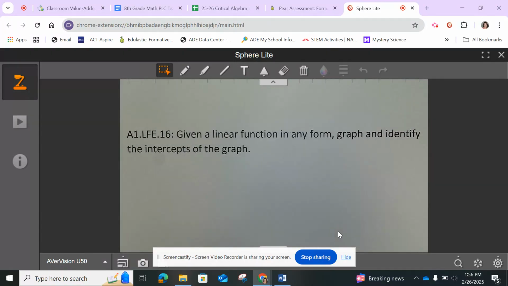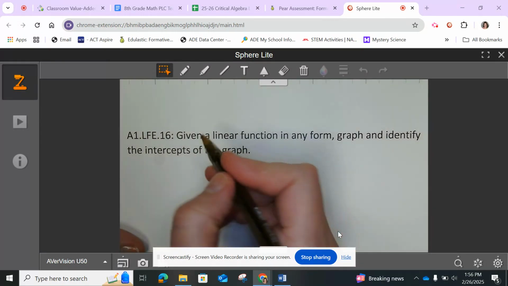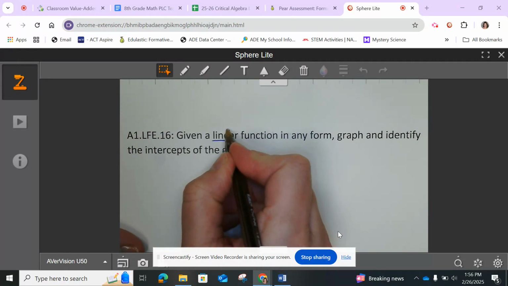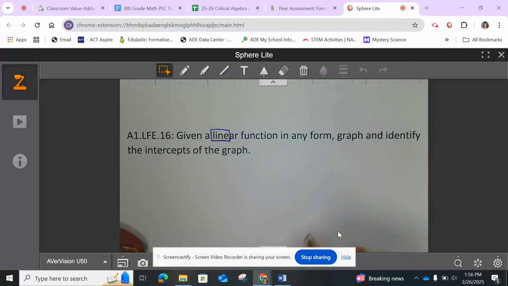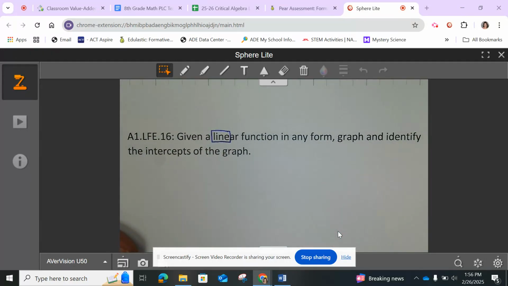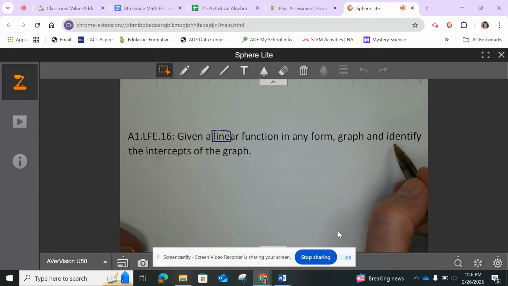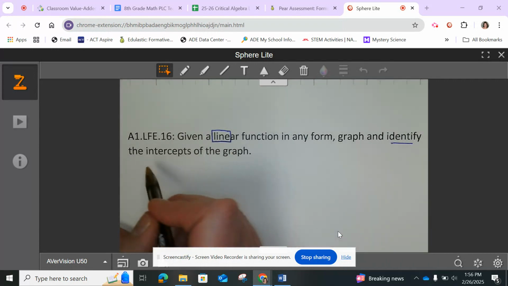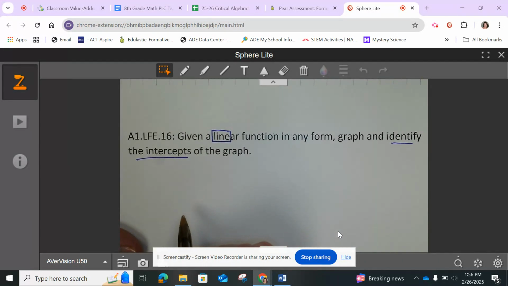So today's lesson is on standard A1.LFE.16. So let's break down that standard. It says, given a linear function in any form. Well, you guys know that linear, that base word, line, a linear function is just going to be a function that when we graph it is going to give us a straight line. This particular standard is just identifying the intercepts of the graph.